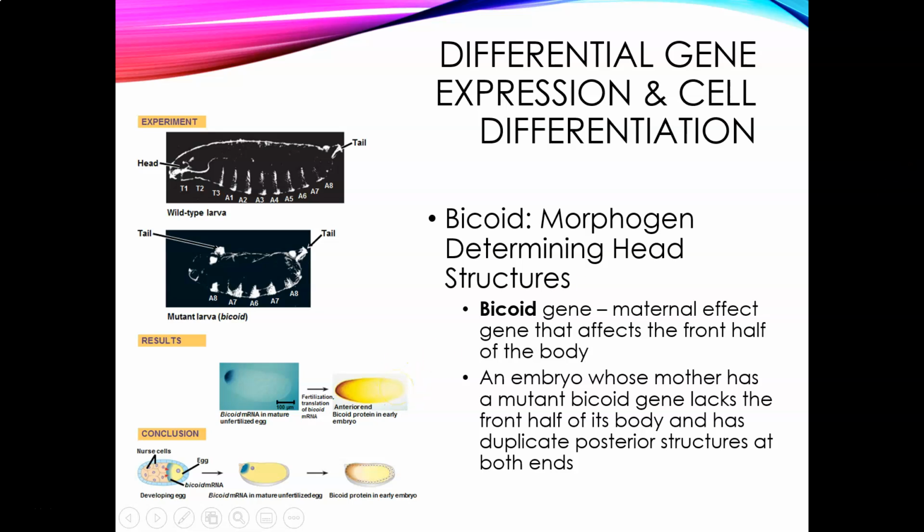So if there is a situation where there are mutated bicoid genes in the mother, then we may end up in a situation like this, where there is a weird concentration gradient that happens here.